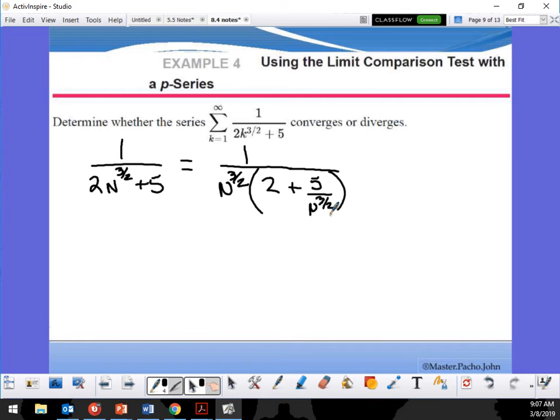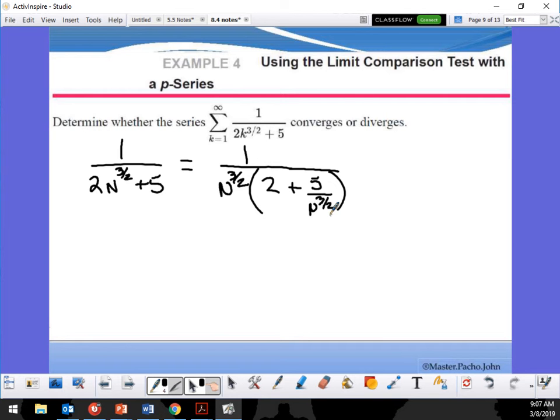Okay, so let's go ahead and do a little bit more creativeness here. Now I'm going to be able to take out that 1 over n to the 3/2, right? Since I'm going to be able to do that, let's clean up this other part over here.